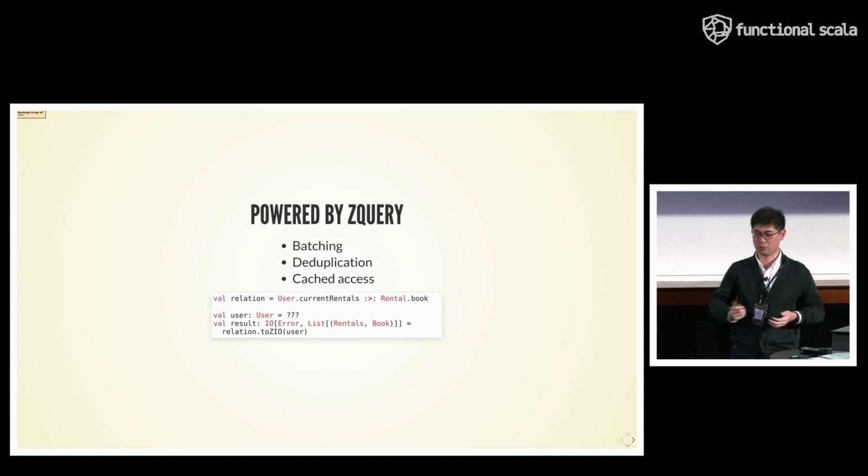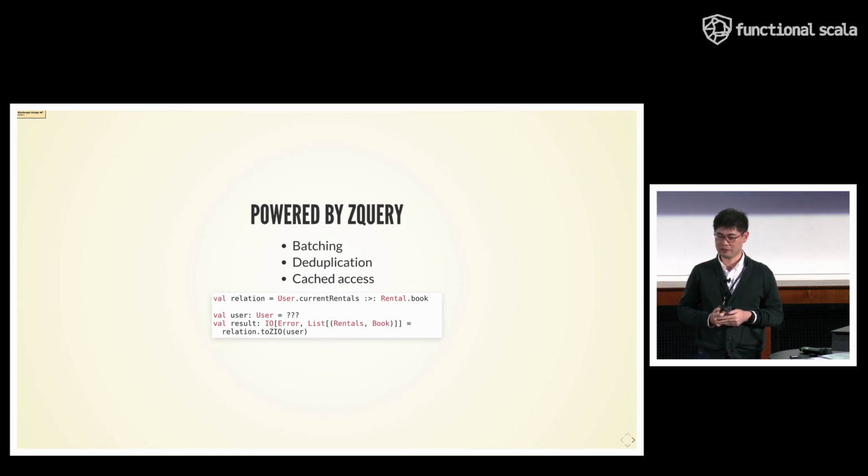I want to show what batching means in this context. So the current rentals call gives you back a list of rentals, and here I want a book for each rental. The data source is only accessed 2 times here. Instead of fetching the book for each rental, the data source batches access for the books, so there are only 2 calls for the whole thing. And if you follow the common rules, each relation will make at most 1 call to the data source and no more.